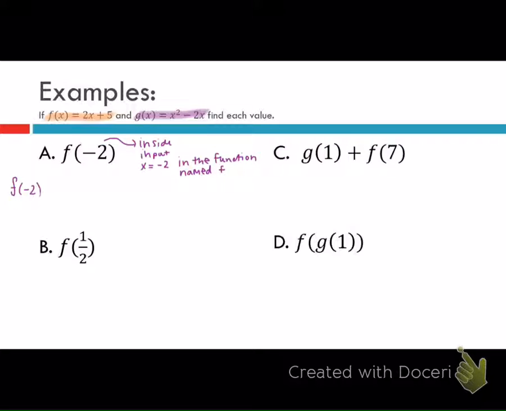So we replace x with -2. So let's start with this. f of x is 2x plus 5, right? That's given to us up here. Do you guys agree? Yep. Okay, so if we replace that with f of -2, then what does the other side become? Jordan? Yep. And then you just simplify that.